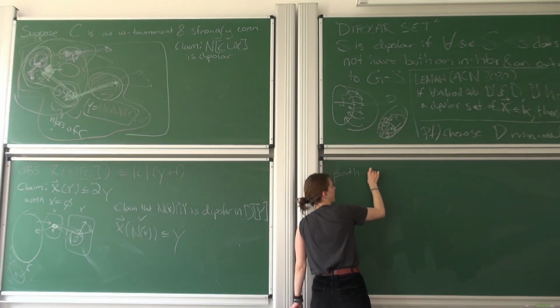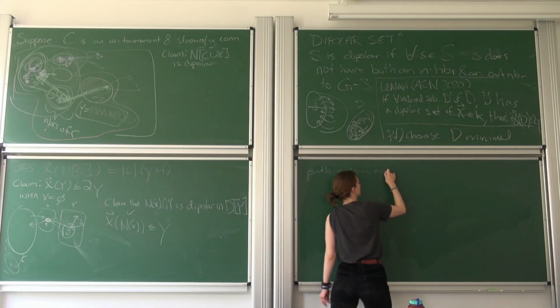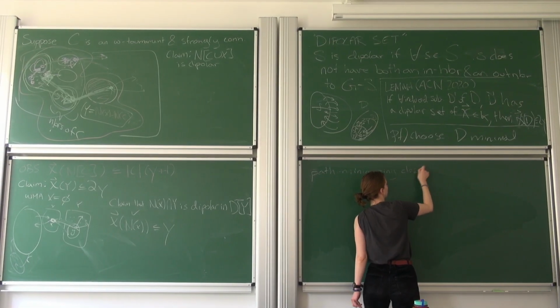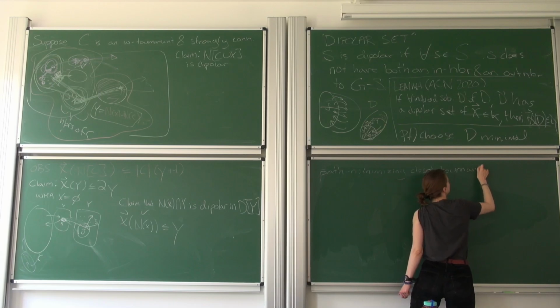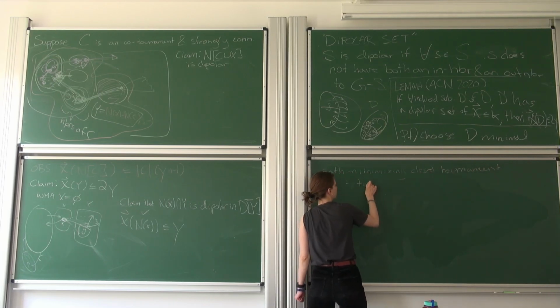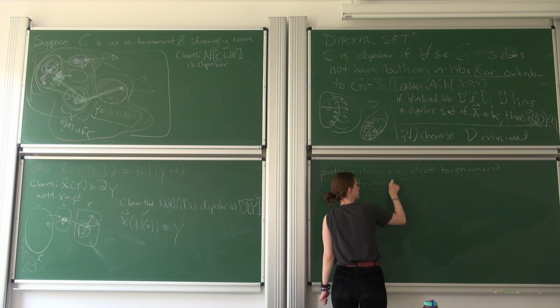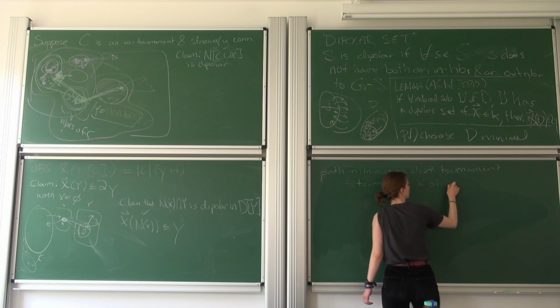something that we call a path minimizing closed tournament. Tournament K of omega.